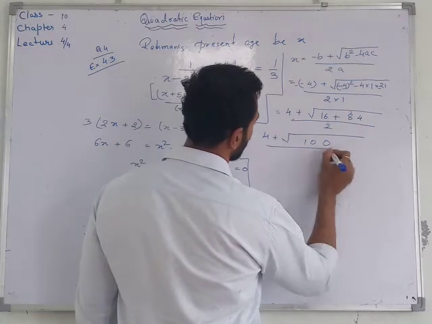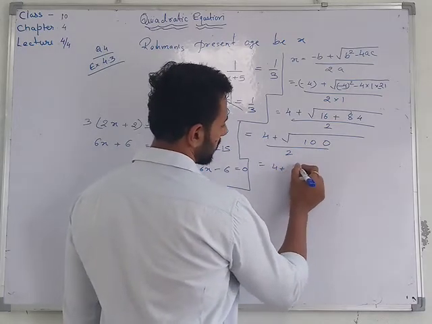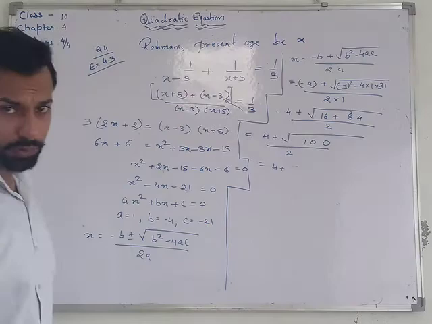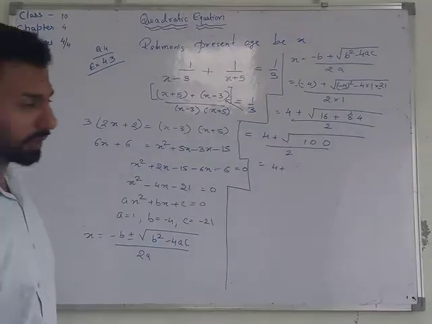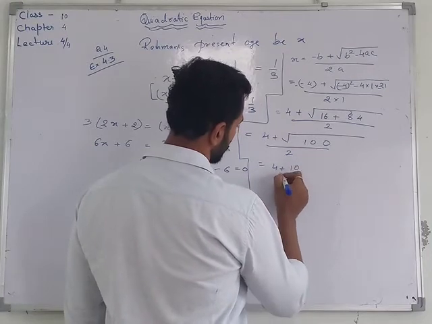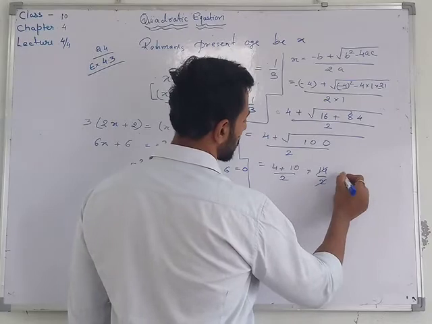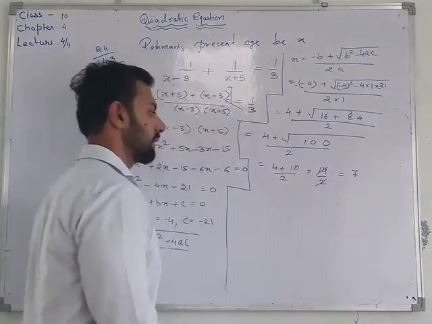4 plus under root of 16 plus 84, that is 100, upon 2. So this will be 4 plus, this 100 can be written as 10 into 10 and 10 can be taken out from the under root. So this will be 4 plus 10 will be 14 by 2. Cancel out this, so this will be 7.